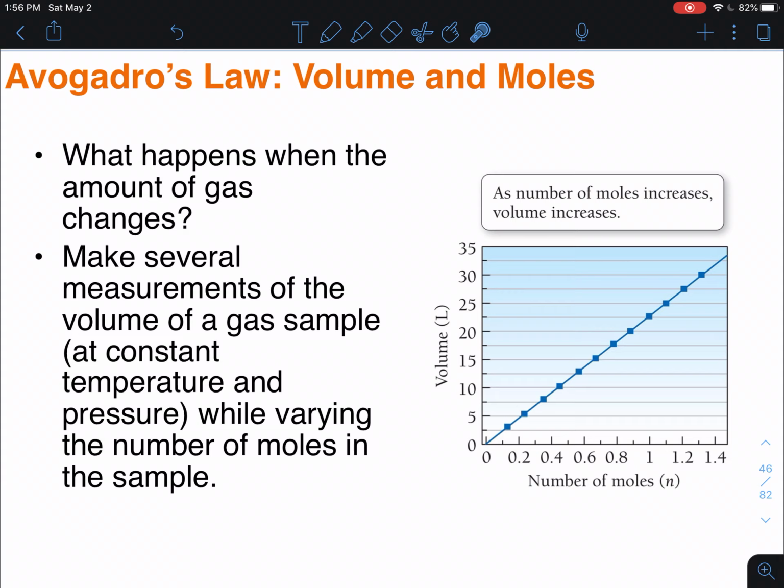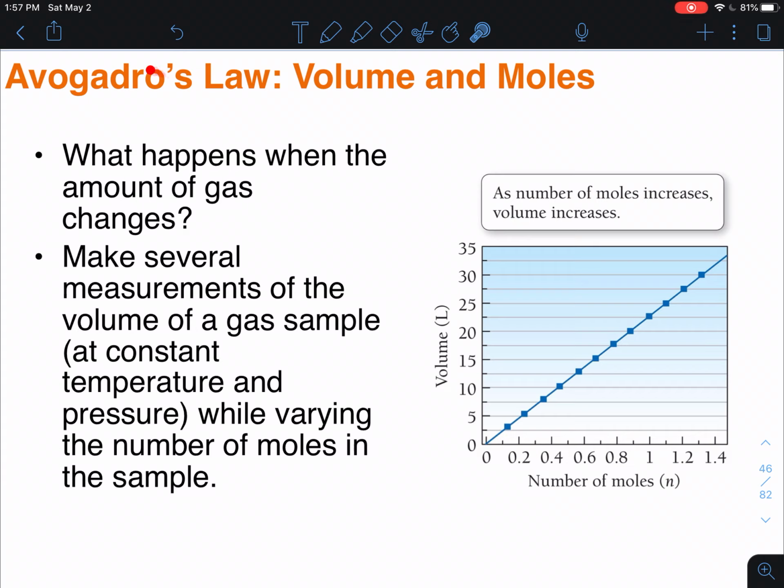I would sit back and say that if you increase the moles of gas, at a constant pressure and constant temperature, the volume of a gas is going to increase as we increase the number of moles. Okay, so we have volume on the y-axis, number of moles on the x-axis, and you can see here as we increase our number of moles, volume is increased as well. And again, this is when temperature is constant and pressure is constant.